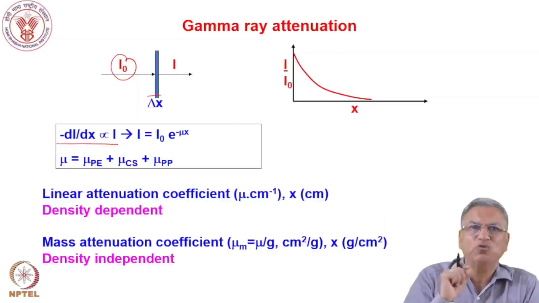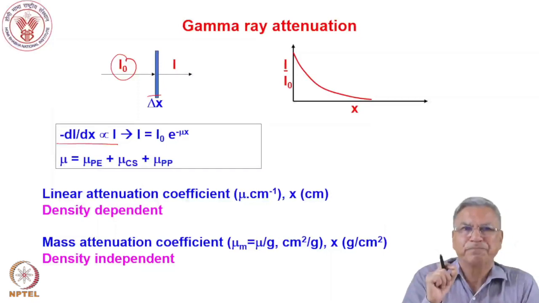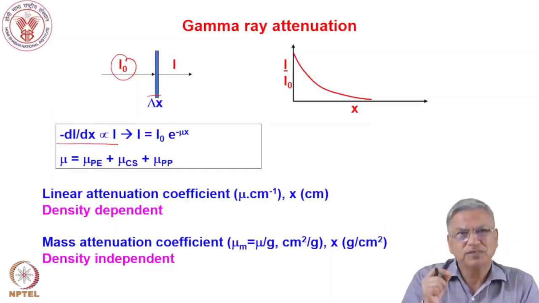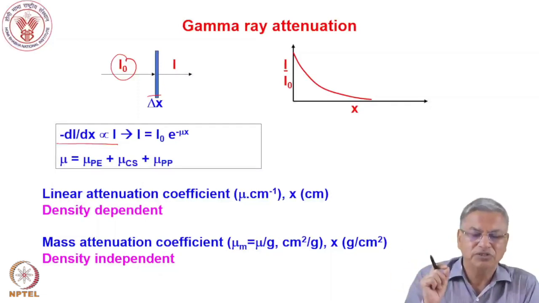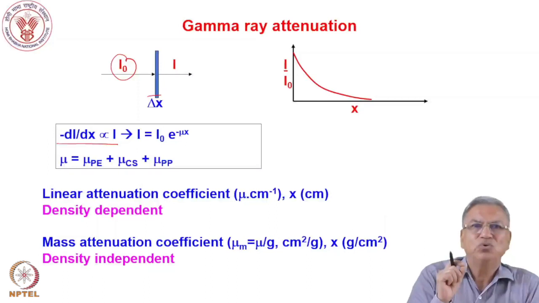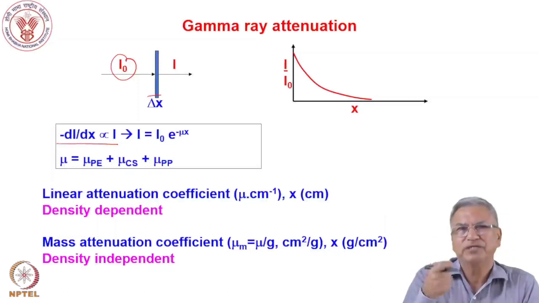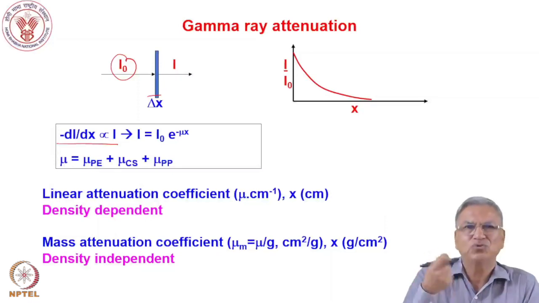Because in this case of gamma ray, where the gamma ray photon is interacting in one step, either it will undergo photoelectric effect or Compton scattering or pair production, in one event itself, the photon is removed from the incident flux. And so that process is like radioactive decay. Radioactive decay, atom decays, and so you have an exponential decay with time.